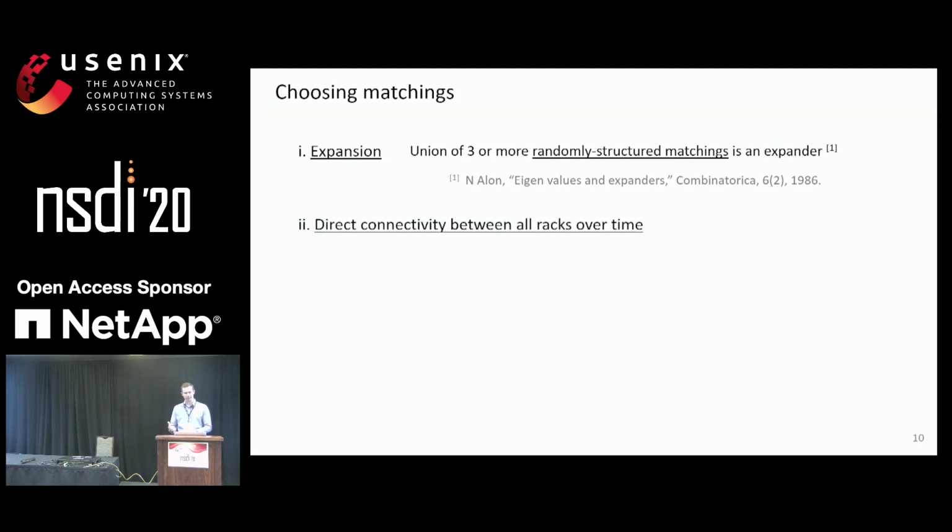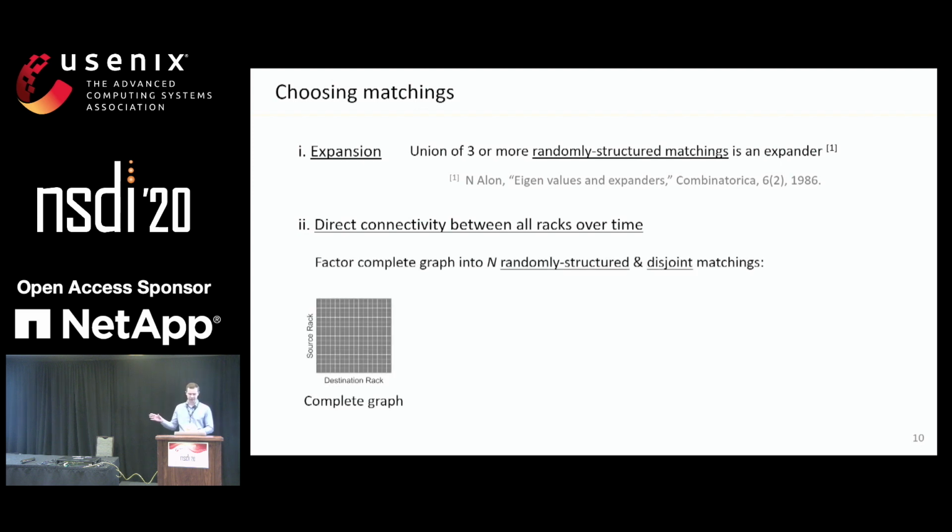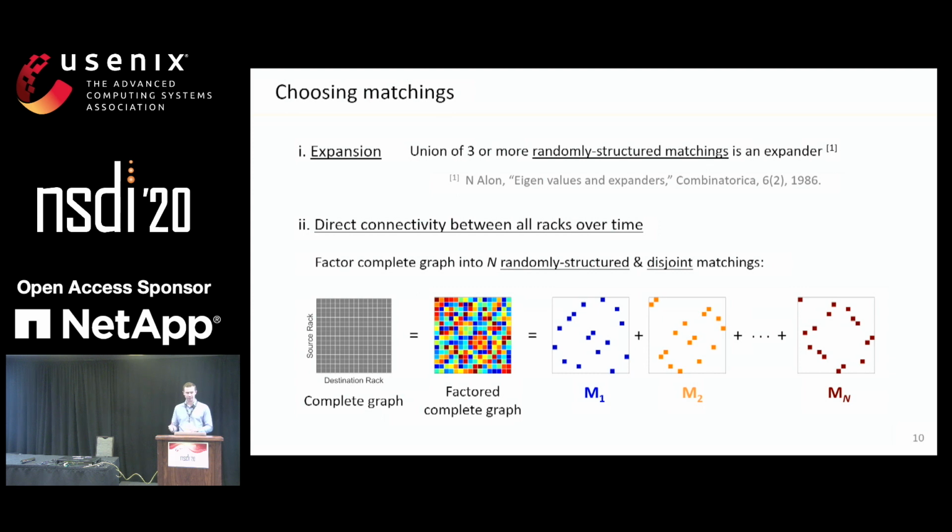The second piece is enabling this direct connectivity. To do this, we start out with a fully connected graph. That's the fully populated matrix shown there, and decompose that into n randomly structured and disjoint matchings. Those are the colored sparse permutation matrices shown on the right. The point I'd like to emphasize here is that this computation can be done offline before network operation. So there's no active circuit scheduling here. We just compute the structure of these matchings ahead of time and then load them into the circuit switches, which deterministically step through these matchings.